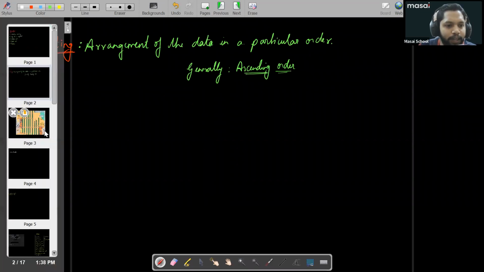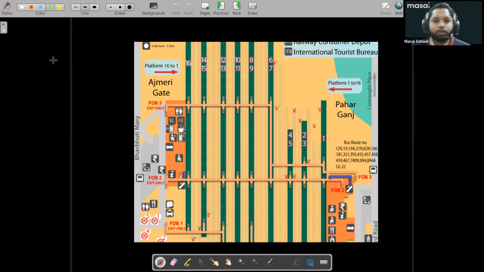Okay. So I will tell you today one of my real life examples. So what is this? Can anybody tell me what this image is? Map. Great, great, guys. So this is the map of New Delhi railway station. Most of you know it is the map of New Delhi railway station.